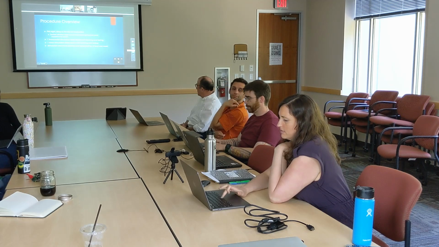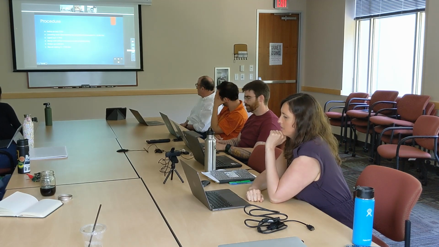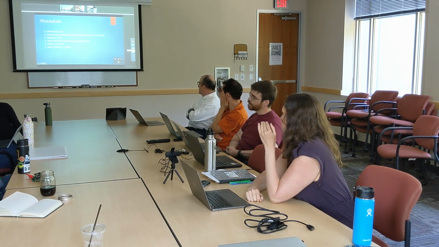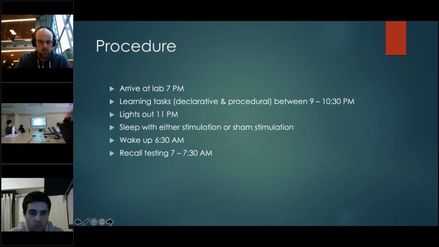So the procedure for the experiments, they would arrive at the lab at 7 p.m., get set up for the neuromodulation or sham, and they had a learning period. They did procedural and declarative learning tasks, lights out at 11, and then they would sleep for about 7.5 hours, and they would either get the stimulation or sham. And then recall testing was about half an hour after they woke up. So they're learning up until about a half hour before they go to sleep, and then they're being tested about a half hour after they wake up.